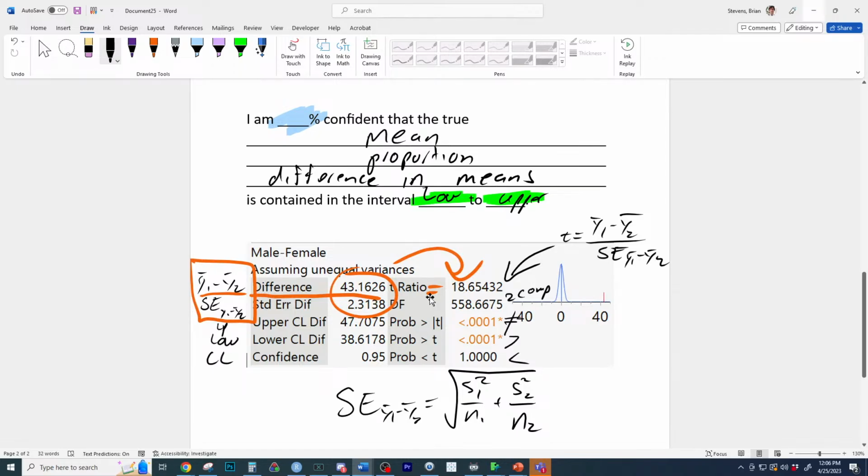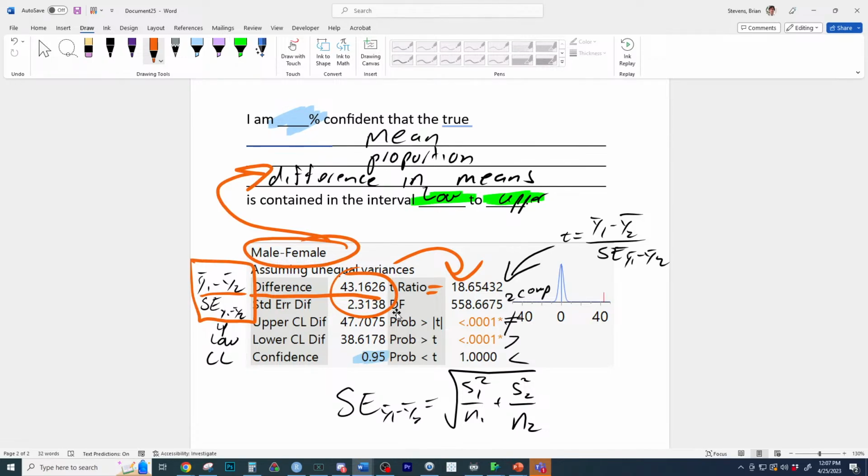But when we're interpreting this interval, we have to think about how we're interpreting it. So I am 95% confident, there's the confidence level, that the true difference between the mean weights of males and females is contained in the interval 38.6 to 47.7, with males being heavier than females, because the difference is positive right here. So that's why we believe there's evidence that males are heavier than females. So we're doing amazing analytics right here.